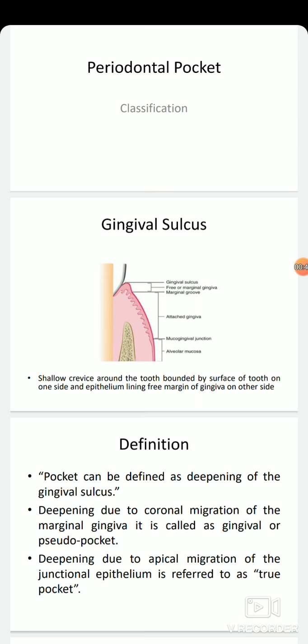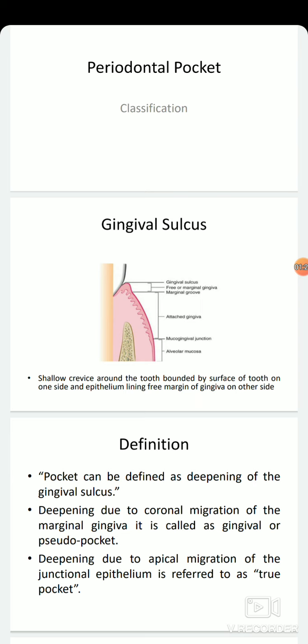So, coming to gingival sulcus, it is a shallow V-shaped space around the tooth bounded by tooth surface on one side and the epithelium lining the marginal gingiva on the other side. And normally it measures about 2 to 3 millimeters in a clinically healthy human being. So when this 2 to 3 millimeters sulcus depth increases, that is called as a pocket.